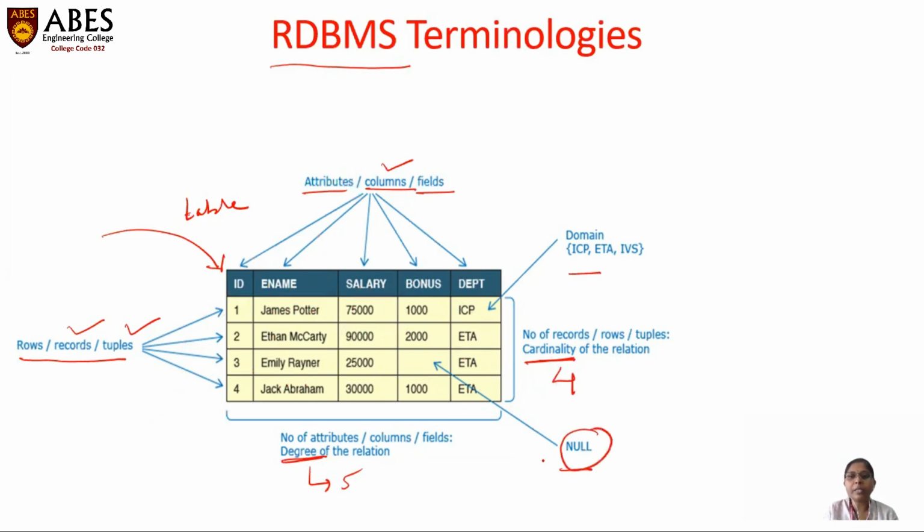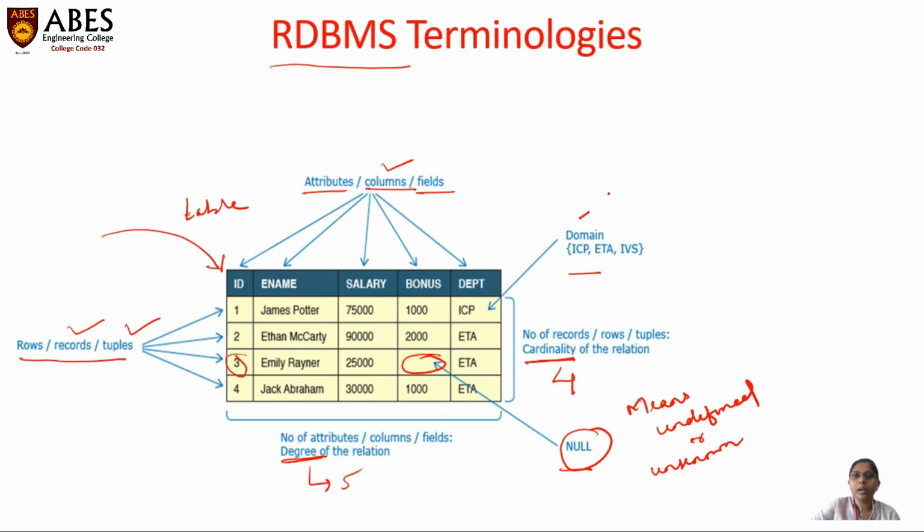In relational database management system, null means undefined or unknown. Like in this case, here we don't know the bonus for this employee with ID 3. So it is not having any value. This field represents what? Null value.